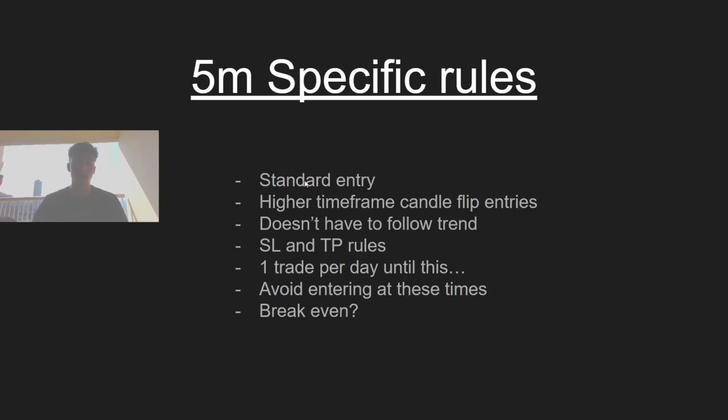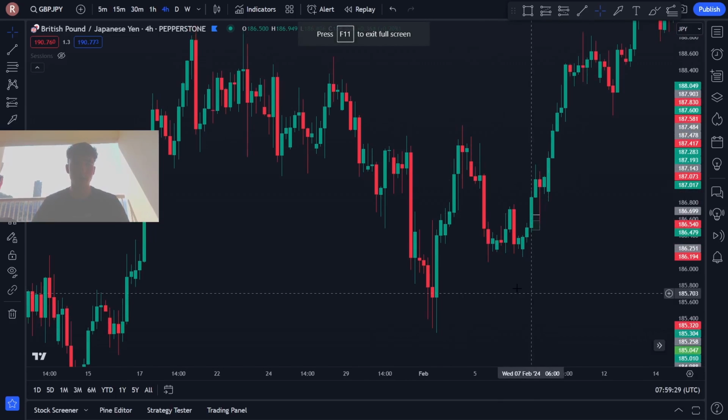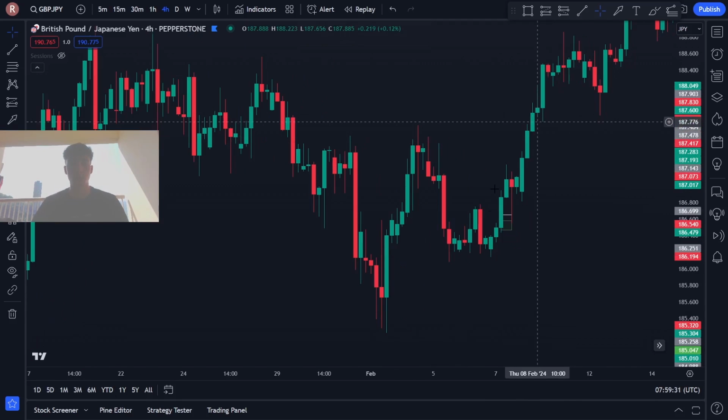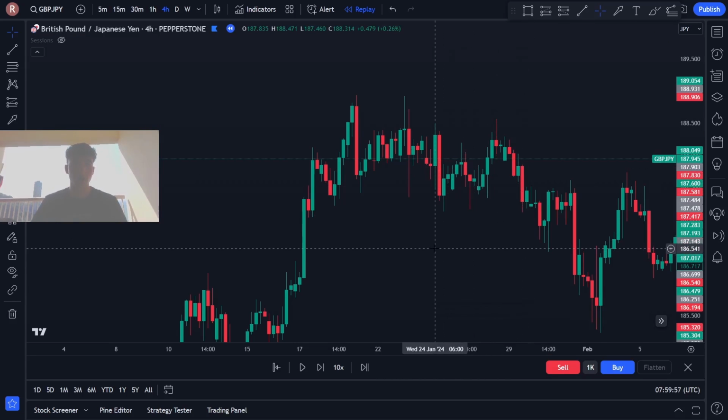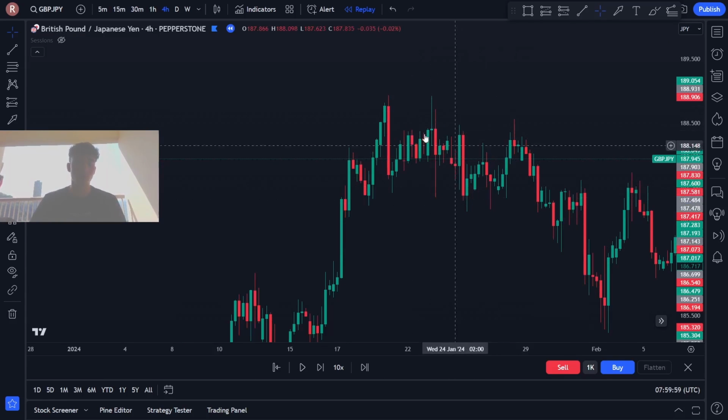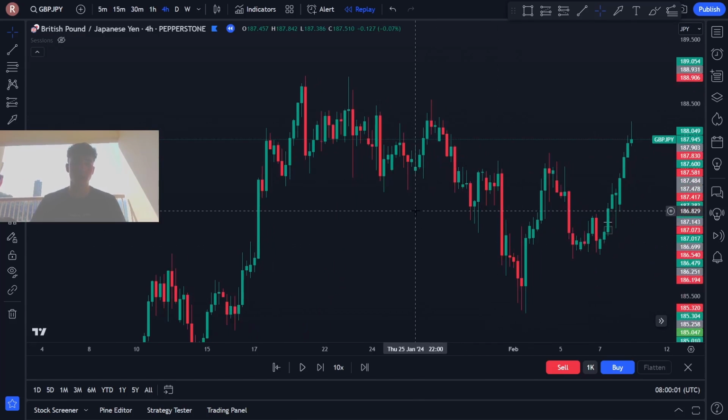I'll show you why if I go to the charts and I look on the higher time frame. Here you can see this 4 hour chart. I'll explain what I mean. If I look at any of these candles, of course you can see almost all of them have a bottom wick and a top wick.